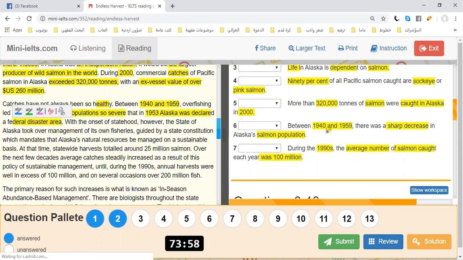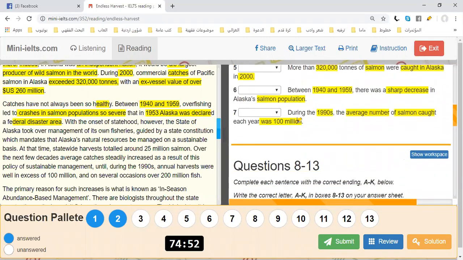So, was there a decrease or a sharp decrease in salmon population in this specific period of time, 1940 to 1959? Okay, Mustafa and Fatima said true. Ayman? True, yes, it's true actually. It's 100% identical information in the passage and in the statement and the question. The same period of time, the same description, sharp decrease, and the same type of fisheries, salmon. Okay, so the answer is true.